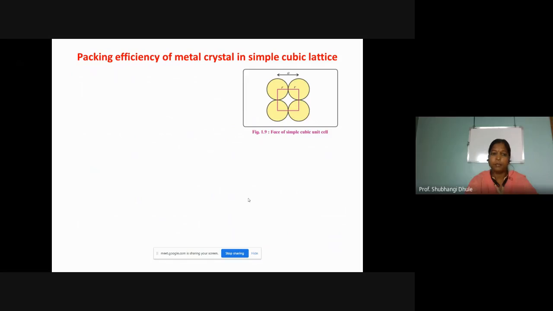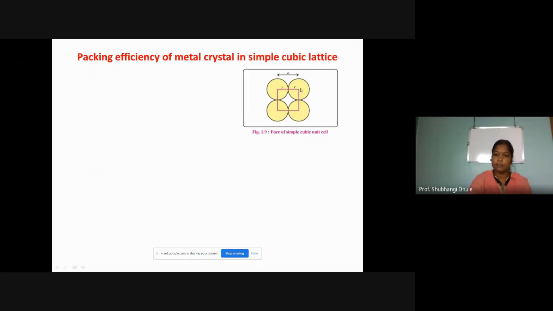Okay, let us study the packing efficiency of the metal crystal in a simple cubic lattice. For the simple cubic lattice, this is a very important diagram. This diagram is of one of the faces of the simple cubic unit cell, that is the cube. It is a very popular structure, and a cube has how many faces? Six faces. So one of the faces of the cube is like this, for the simple cubic unit cell.